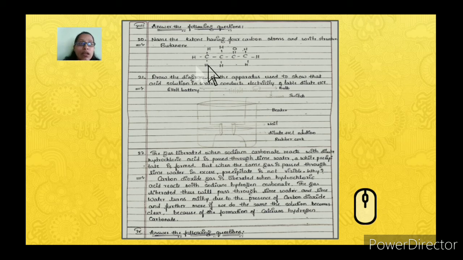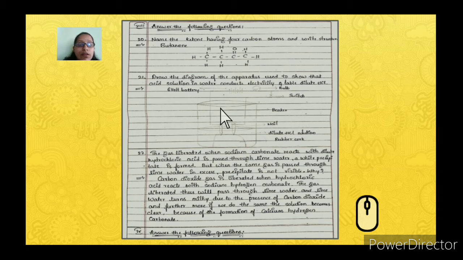So the C double bond O need not be at the first or the last carbon, because it will get connected to one of the H. So C double bond O is in the middle of the carbons, either at the second C or the third C. So you can see that it is butanone.